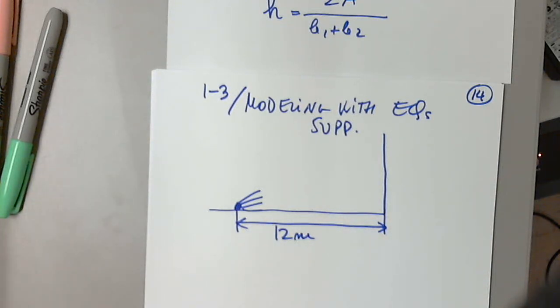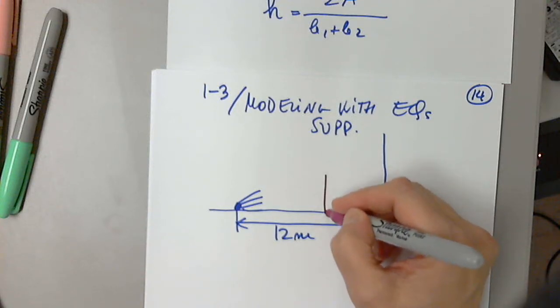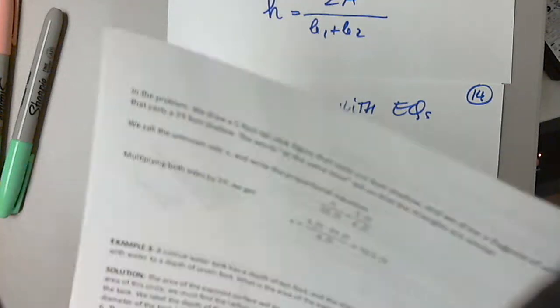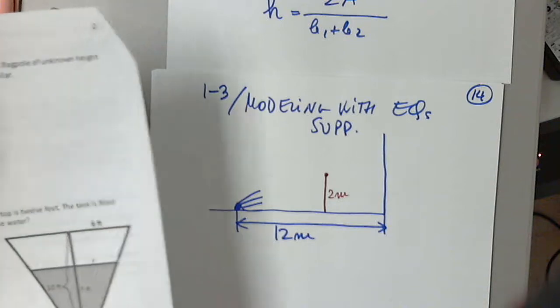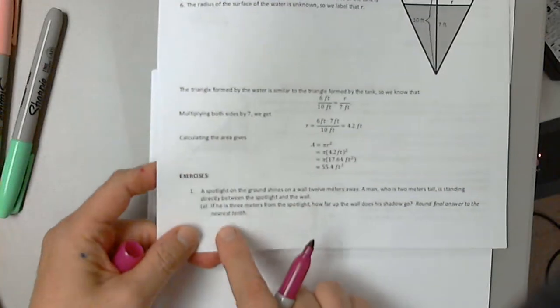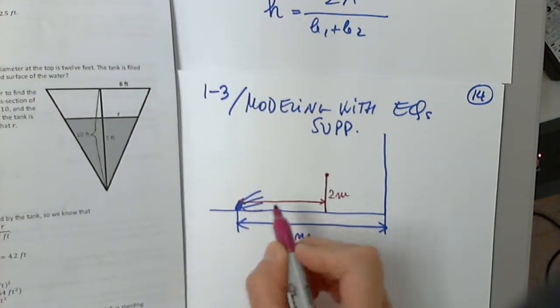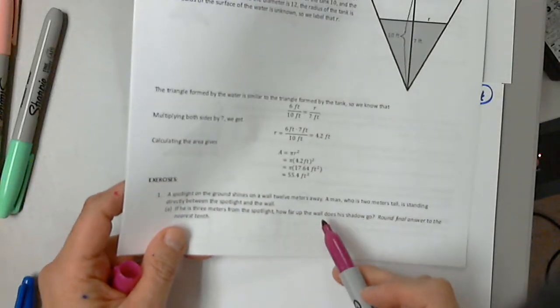A man who is 2 meters tall is standing directly between the spotlight and the wall. Okay, he is 2 meters tall. I cannot draw a man, I'm so sorry. Okay, let's say this is his head. So he is standing directly between the spotlight and the wall, somewhere, I don't know where. Part A: if he is 3 meters from the spotlight, how far up the wall does the shadow go?